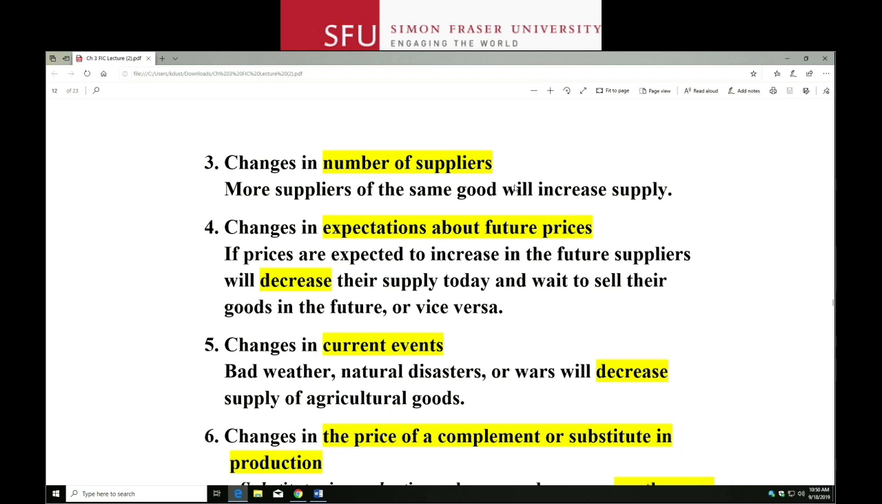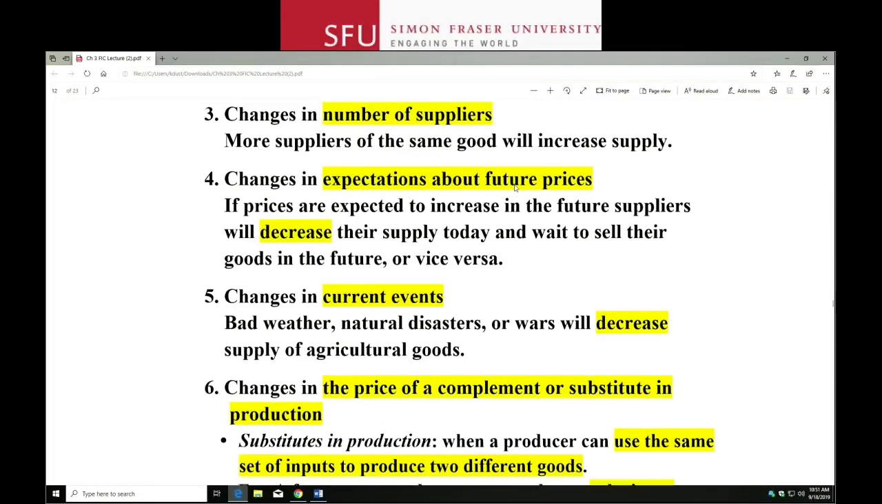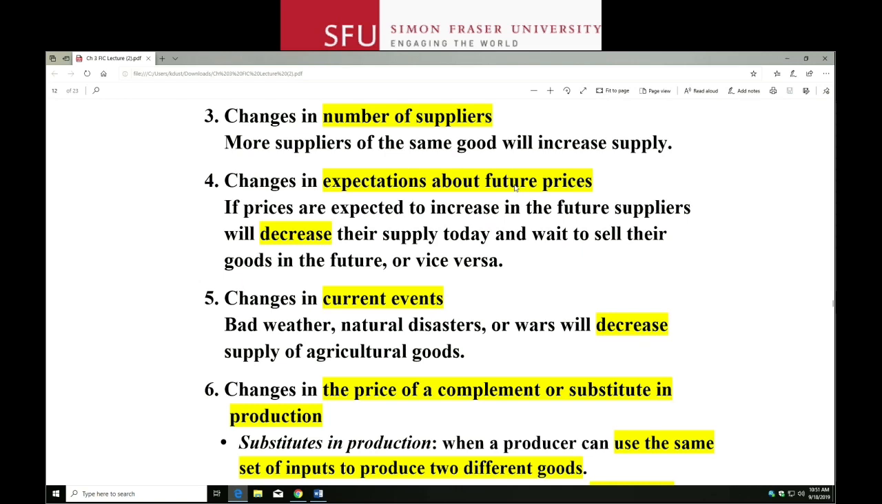Now let's see. Okay, so substitutes. When a producer can use the same set of inputs, like the same equipment or same ingredients, to produce two different goods. Example, a farmer could make carrots or beets.